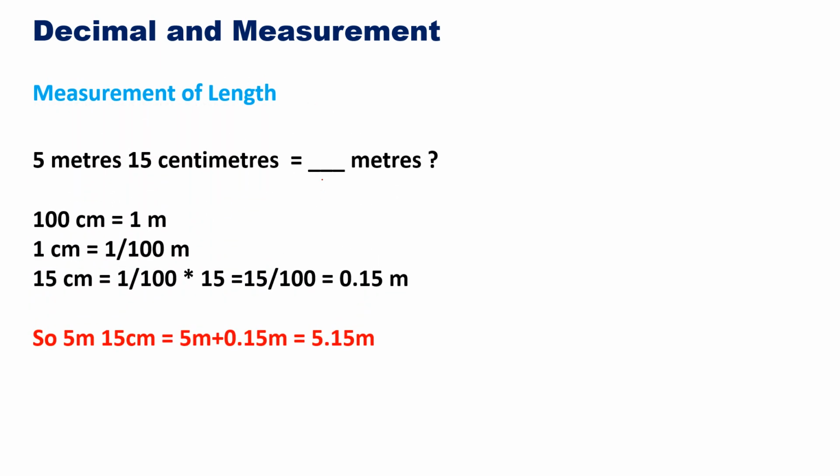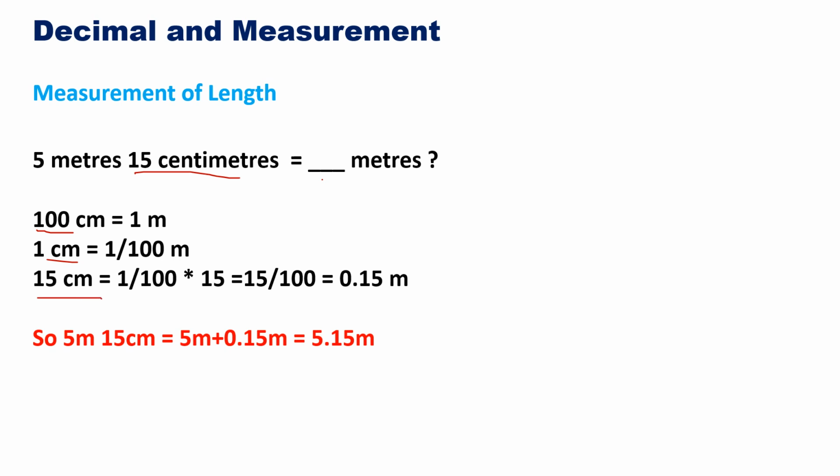Decimals and measurement. Measurement of length. We have a question: 5 meter 15 centimeter equal to dash meter. So 5 meter is there, and only 15 centimeter is written. So we have to convert this 15 centimeter to meter. What do we have to do? As we do in decimals and money, the same method will apply here also. So 100 centimeter equals 1 meter. So 1 centimeter equals 1 by 100 meter.